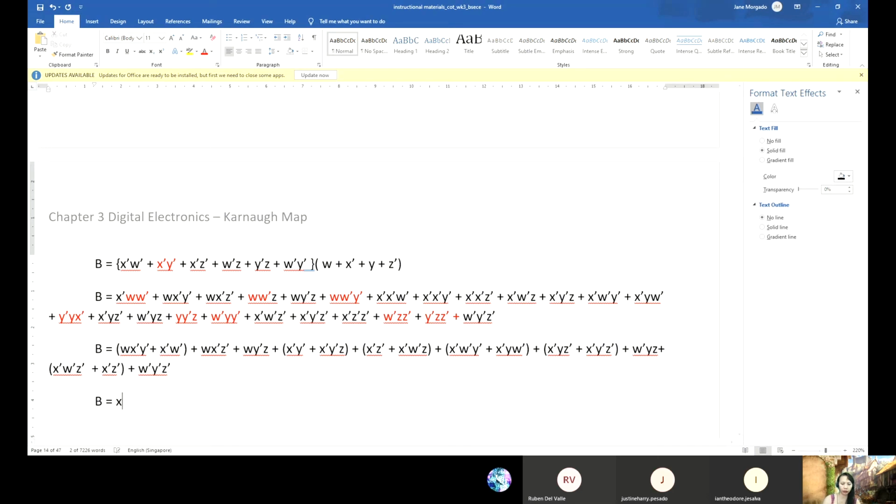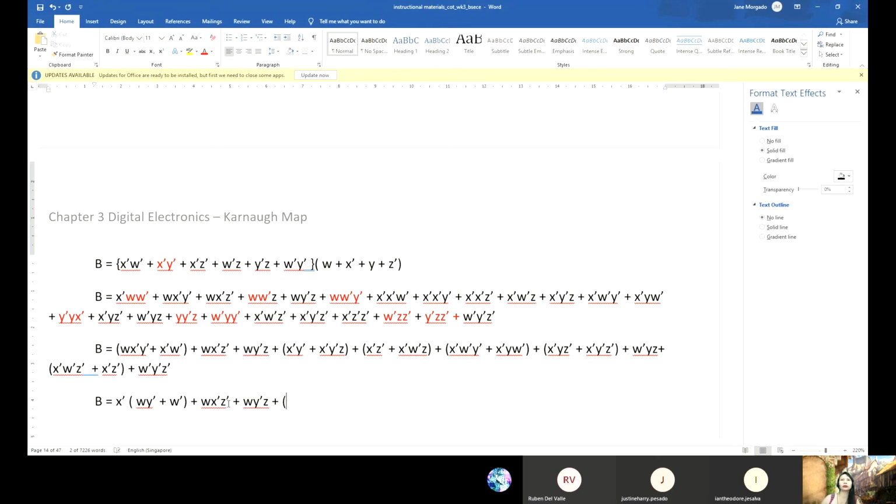X prime, okay? So, let's factor out x prime. So it becomes wy prime plus w prime. Tama ba? Okay, ano pa? So, copy muna natin.